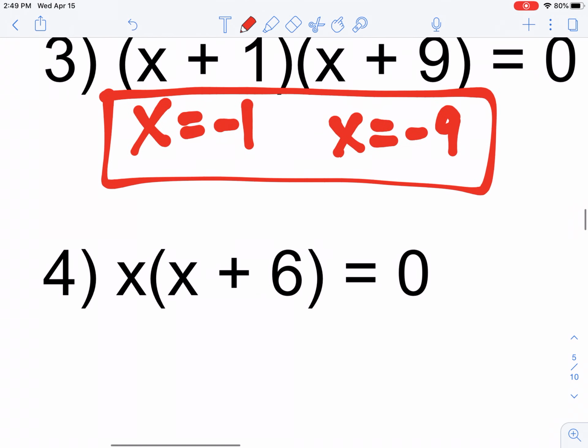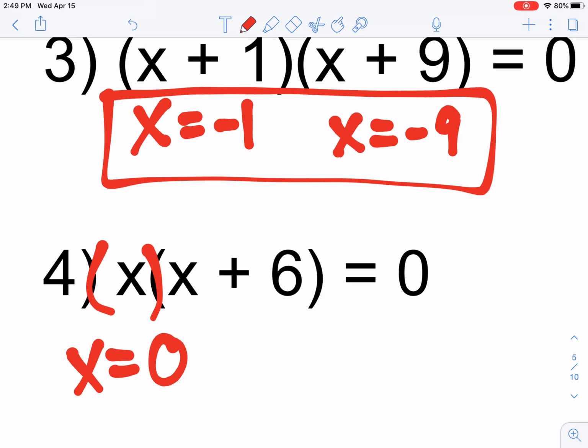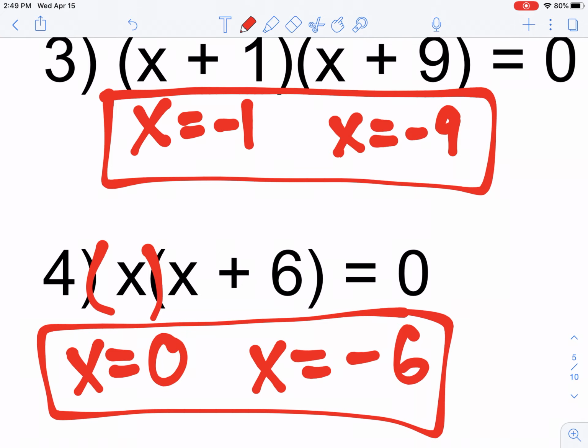And then finally, this one right here, see how this x is alone? That just means the only number that could make that equal to 0 is 0 itself. You could consider x in its own parentheses right there. So basically, the only number that works there is 0. And then the other one's going to be negative 6. Those are your two answers for those.